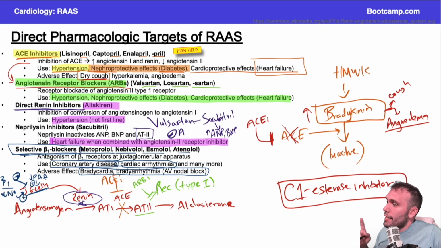The last kind of thing I want to say here is just remember, when we're talking about the ACE inhibitors, the angiotensin receptor blockers, the direct renin inhibitors, these are all going to be contraindicated in pregnancy. Okay, they can cause renal malformations or renal impairment and risk of harm to the fetus. So we want to avoid them in those situations.